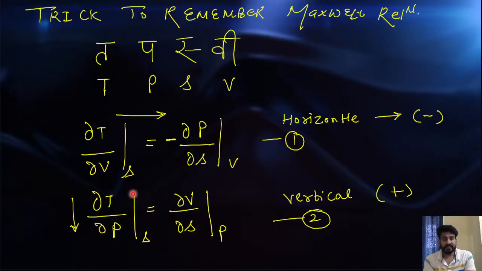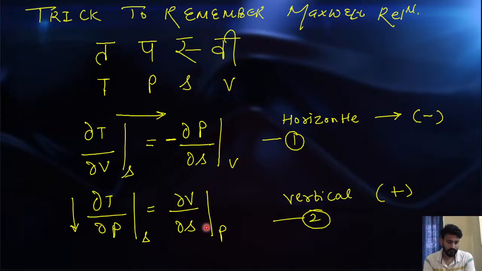If you are making the word TAPASVI like this, in the vertical direction, then you have to put a positive sign. Very simple. Here it is pressure, here it is entropy. In this ratio, pressure is the variable, so entropy must be constant, and here entropy is the variable, so pressure must be constant.